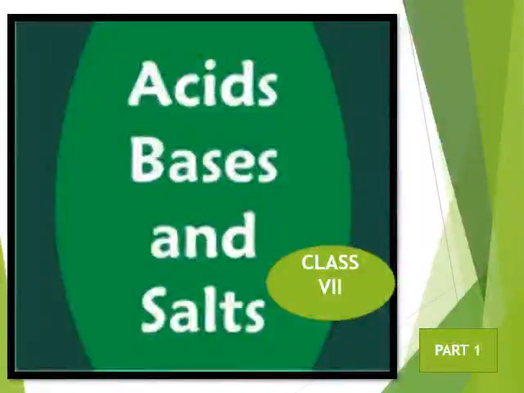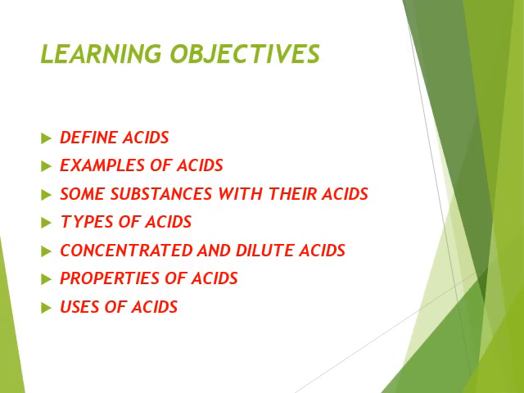Welcome everyone to your science class, and today we are going to start a new chapter, acids, bases and salts. We will begin with acids. We'll see what are acids, what are their examples. We'll also see what are some of the substances which we are aware of but we don't know which type of acid is present in them. So we'll have a look at them also. Then we'll see what are the different types of acids, weak acids, strong acids, concentrated and dilute acids, the properties of acids and their uses.